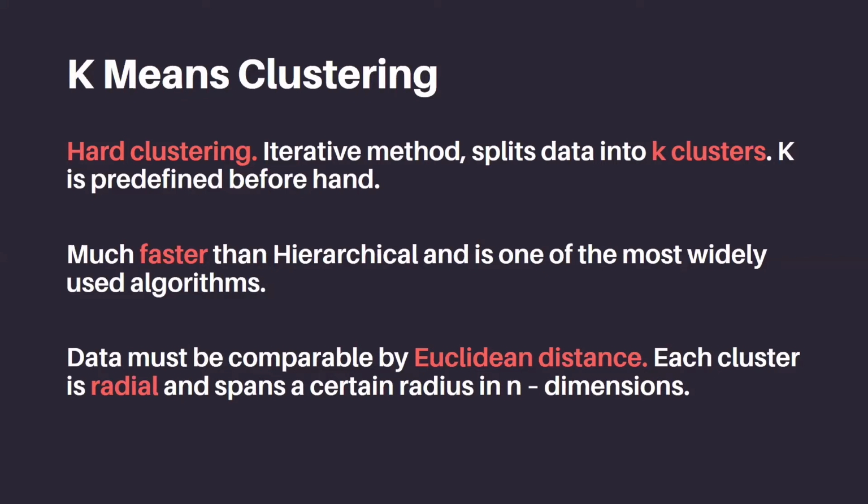It's much faster than hierarchical clustering and is one of the most widely used algorithms. The data, however, must be comparable by Euclidean distance. It'll become apparent why, and each cluster is radial, meaning that it spans a certain radius in n dimensions. In the case of 2 dimensions, this would mean that our grouping would be in circles. In the case of 3 dimensions, it would be spheres, but it's limited to a certain radius.